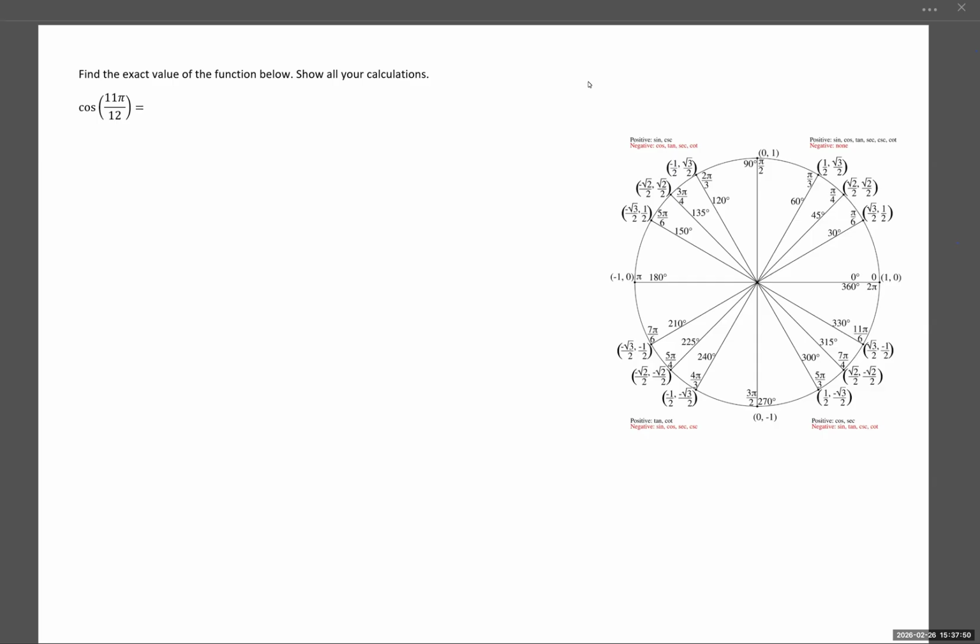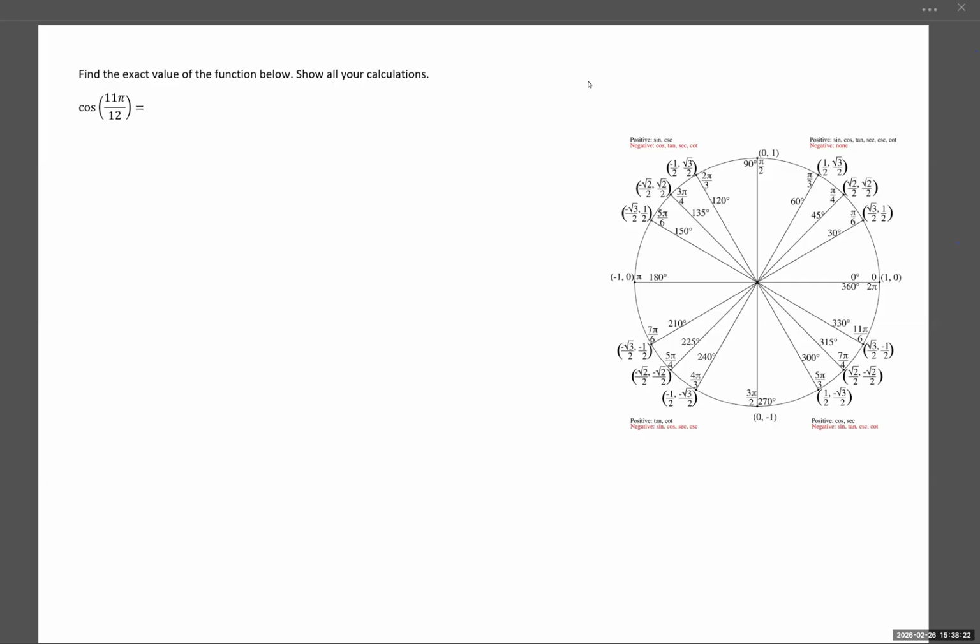This is an example of how to find an exact value of an angle that's not on the unit circle using a sum or difference identity for a cosine function in trigonometry. So let's first talk a little bit about how to find the value of 11 pi over 12 and then how to represent it as a sum or a difference of the angles on the unit circle.